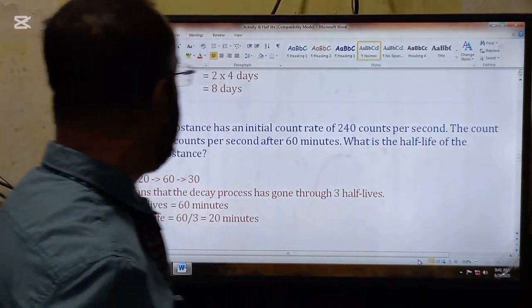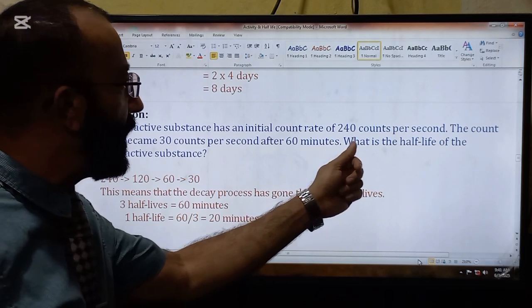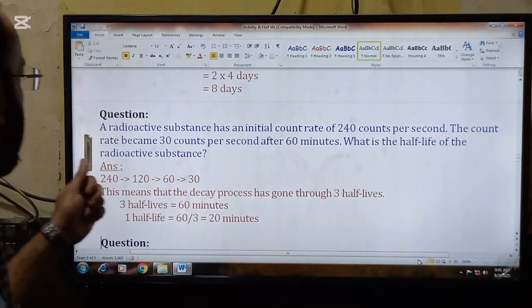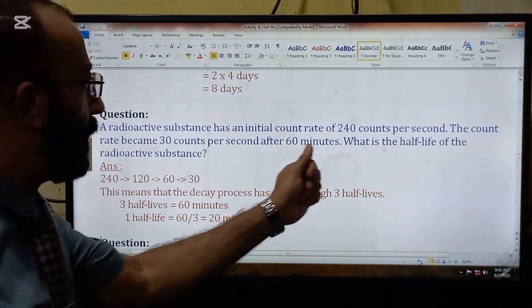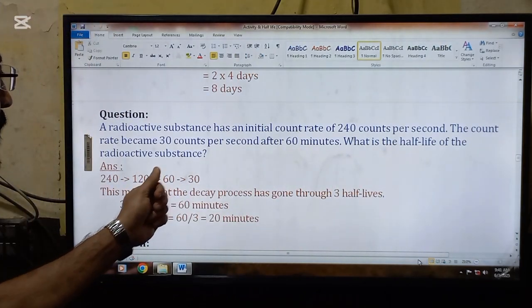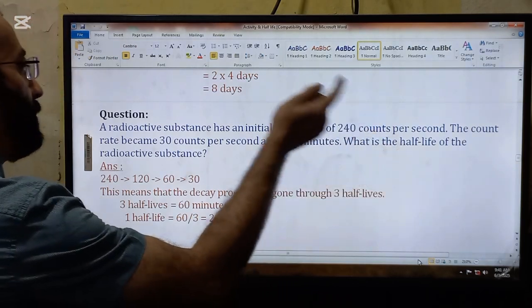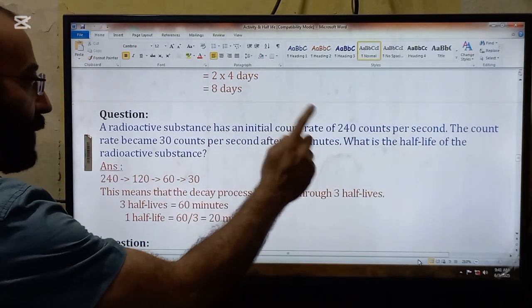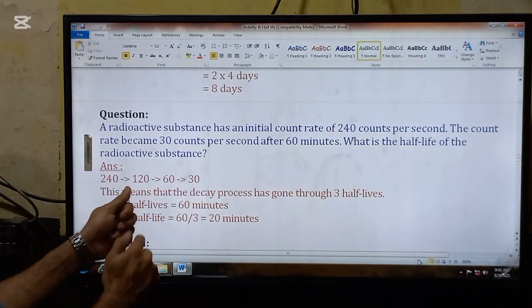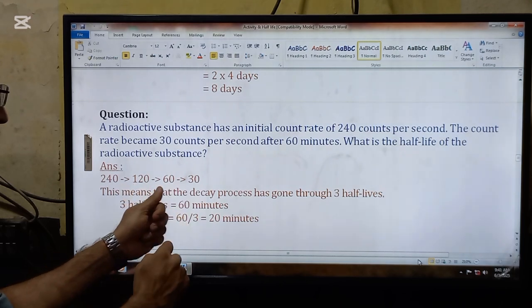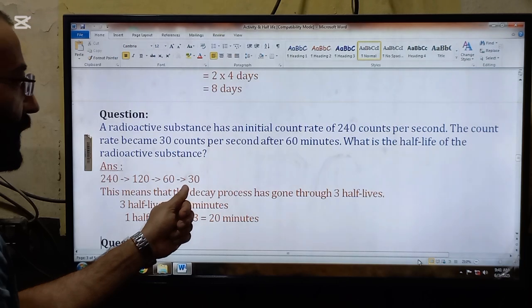And another question is here: a radioactive substance has an initial count rate of 240 counts per second. The count rate becomes 30 counts per second after 60 minutes. What is the half-life of the radioactive substance? So this is the total time given, in which the count rate comes from 240 to 30. So first look, 240 is the starting. In one half-life it will be reduced to 120. Then in another half-life it will be reduced to 60. Then in another half-life it will be reduced to 30.